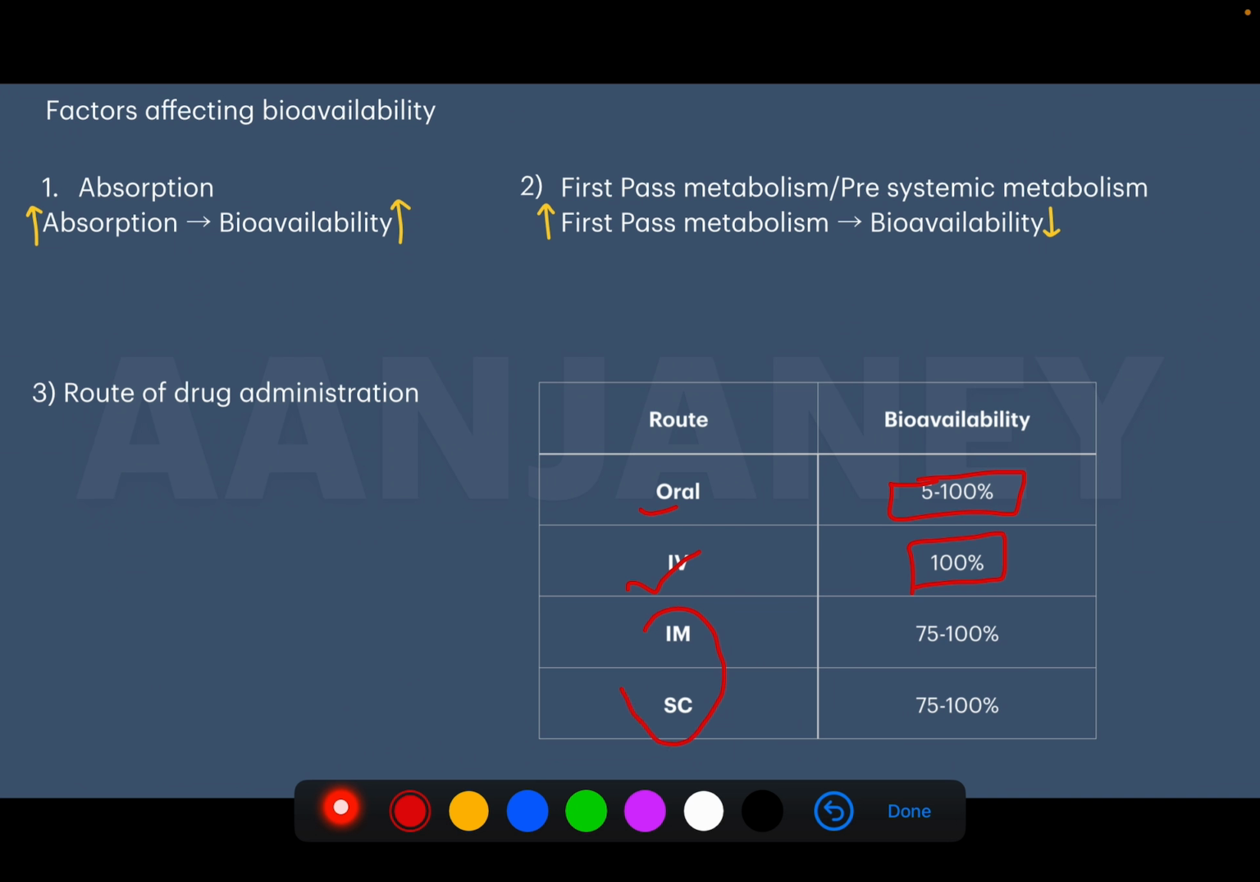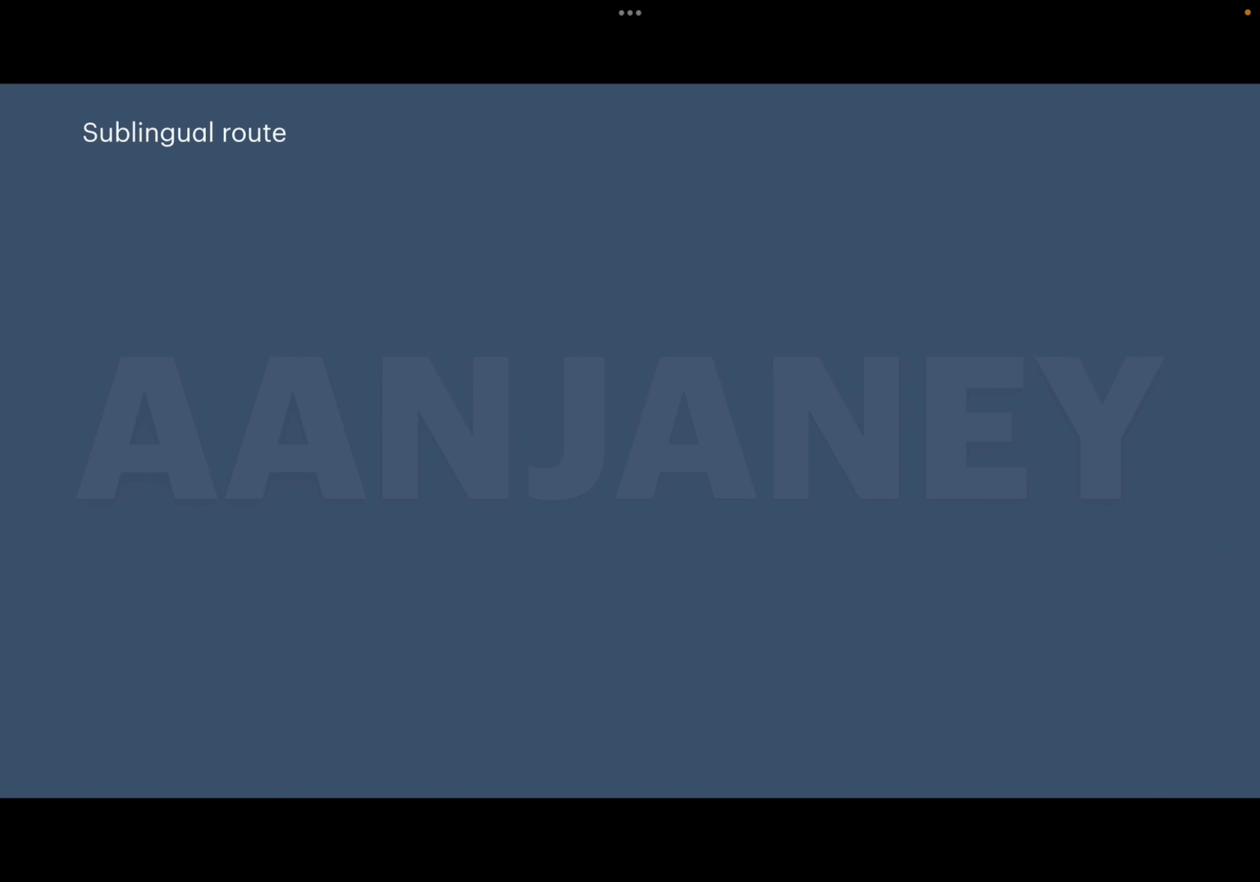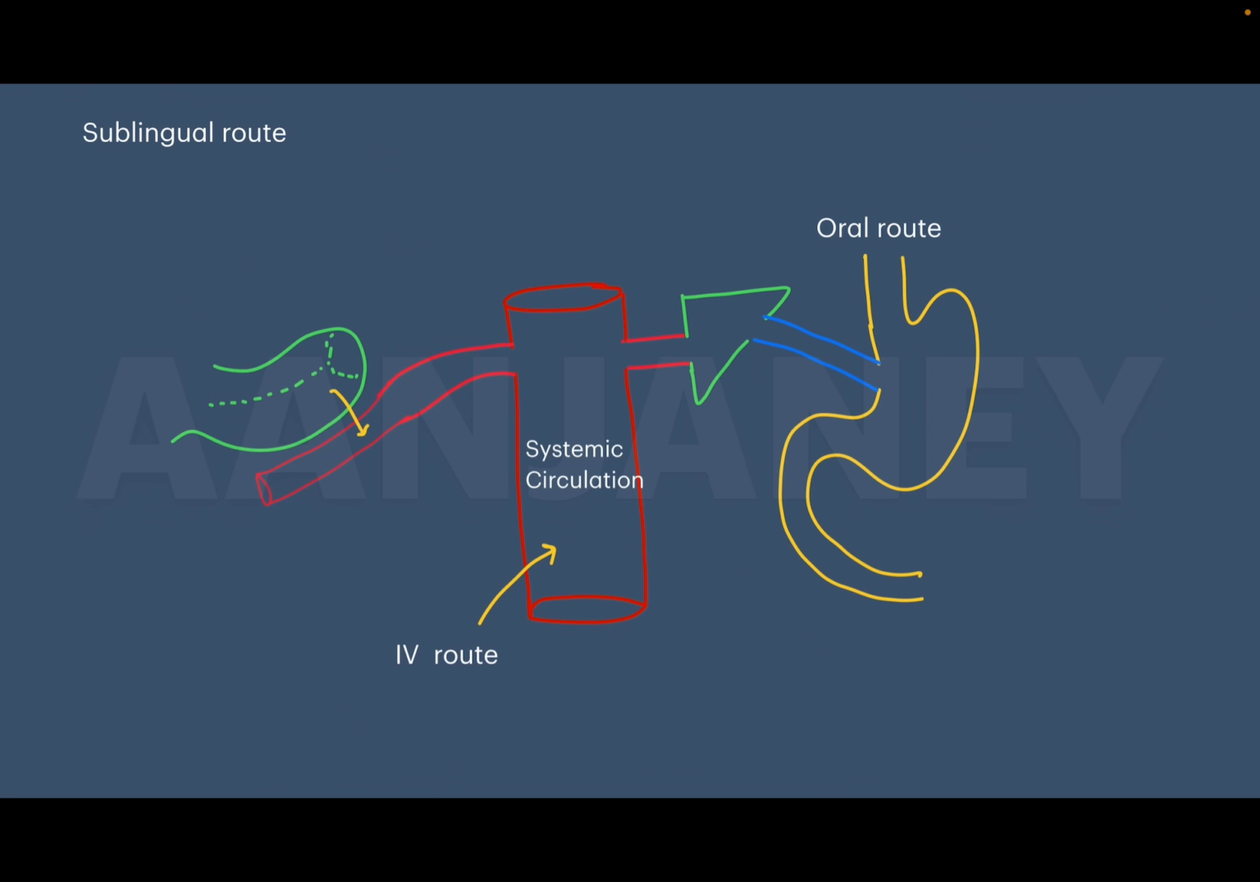In case of intramuscular and subcutaneous, it is somewhere between 75 to 100%. But IV is completely 100% because you are putting the drug directly in the blood vessel, and that's what bioavailability is, right? Done. So let's study some detail about sublingual route.